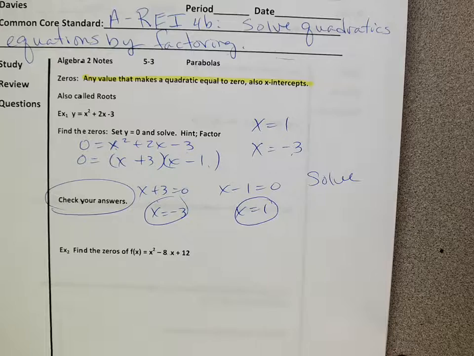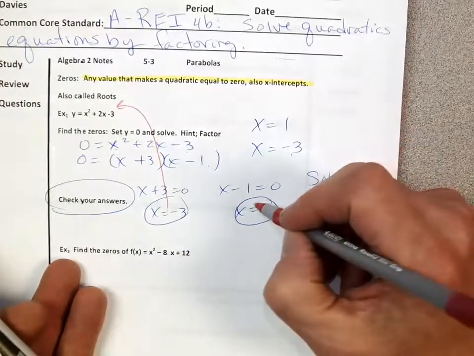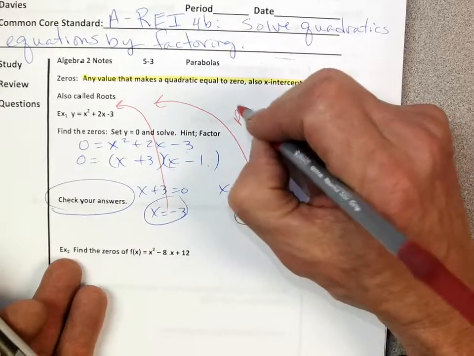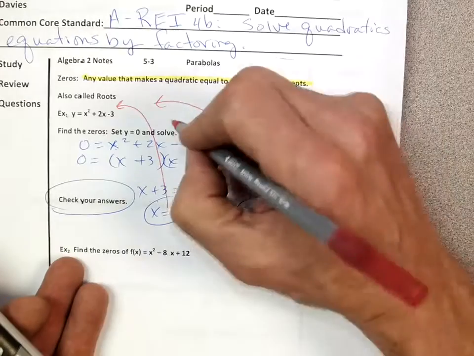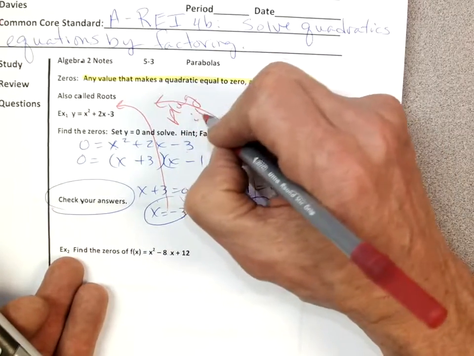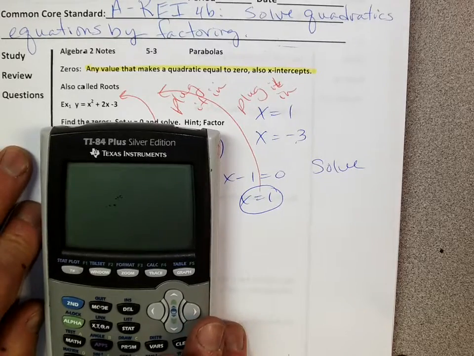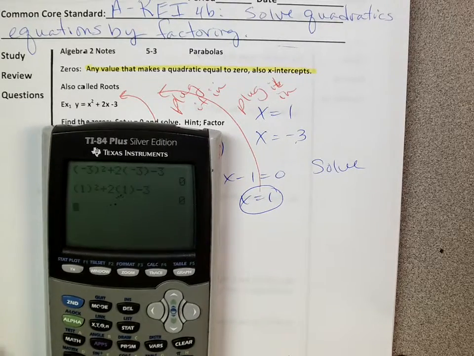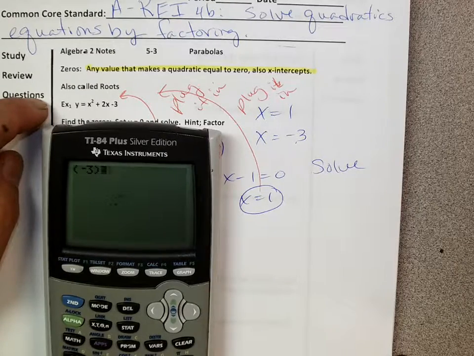So to check my answers, I'm just going to take my negative 3, plug it in, and I'll take my 1 and plug it in, okay? I'll do the same thing. Let's see what I get. So I'm going to take my negative 3, right? And I'm going to go clear. And we'll go parentheses, negative 3 squared plus 2 times negative 3, subtract 3, and I get 0, okay?